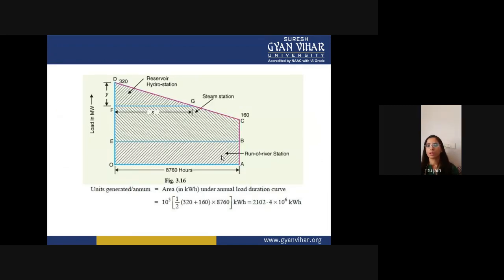So 320 megawatt, and 160 is your minimum load. Units generated per annum is the area in kilowatt hour under the annual load duration curve. So you have to calculate this area, and you can easily get the units generated per annum, which is equal to 2102.4 into 10 to the power 6 kilowatt hour. So this is the unit generated per annum.